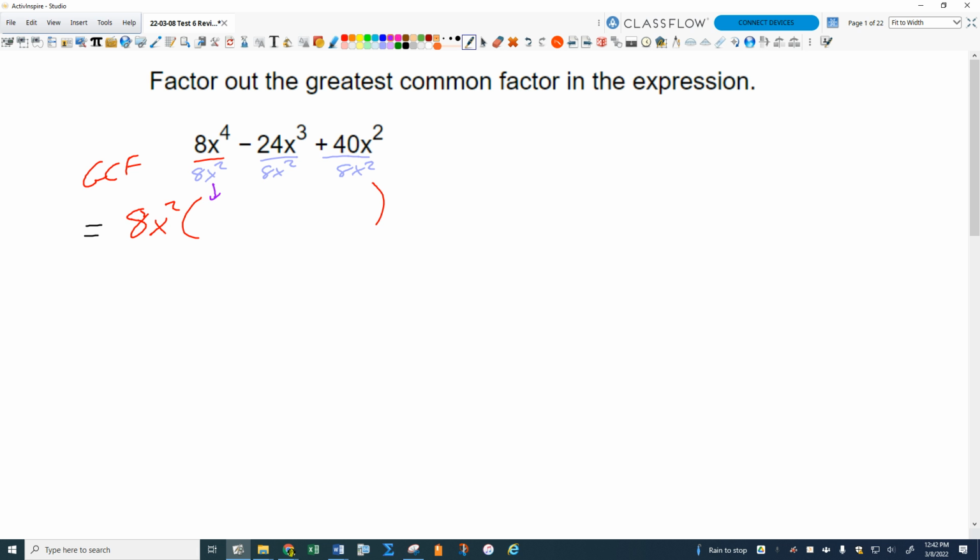So if we do this, 8x to the 4th divided by 8x squared would give me x squared. Negative 24x cubed divided by 8x squared gives me, good, negative 3x. And then 40x squared divided by 8x squared is 5. Okay, good. And then we can't go any further than this because there are no magic numbers that work. We can't find numbers that multiply to positive 5 and add to negative 3. So we're stuck with that trinomial. That's as far as we can go.